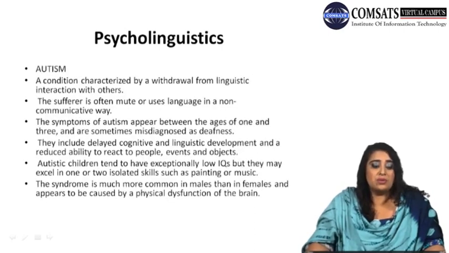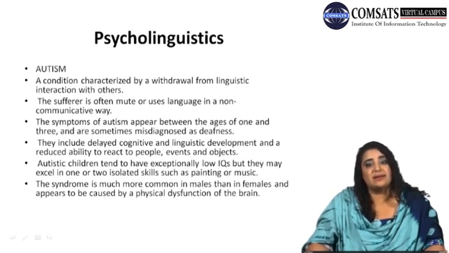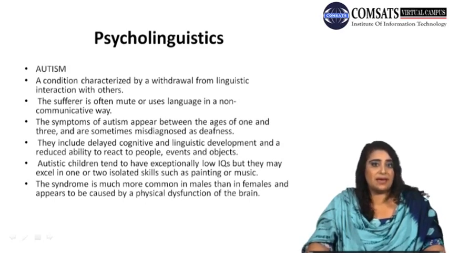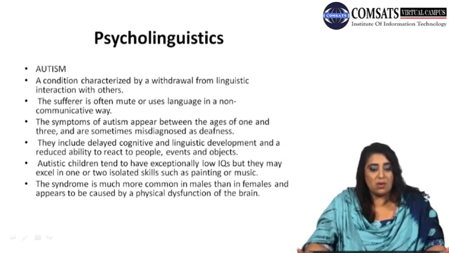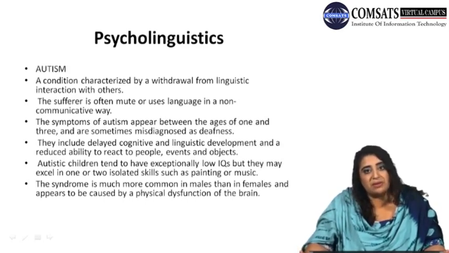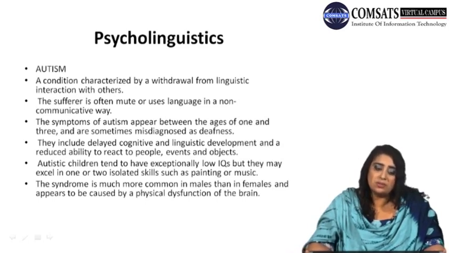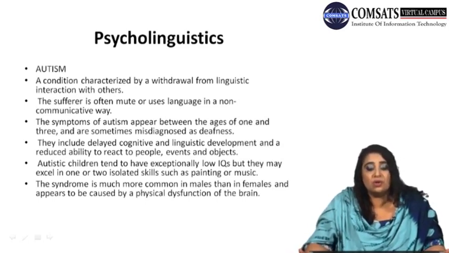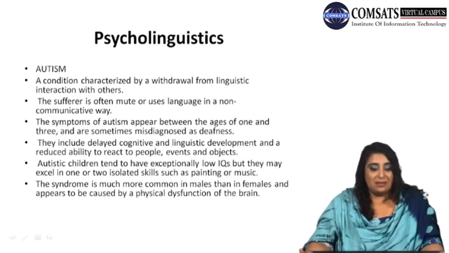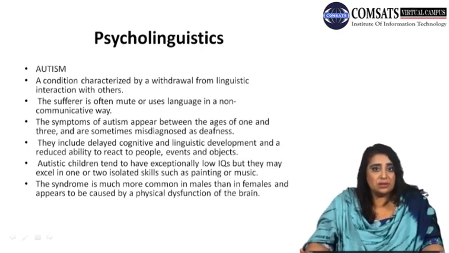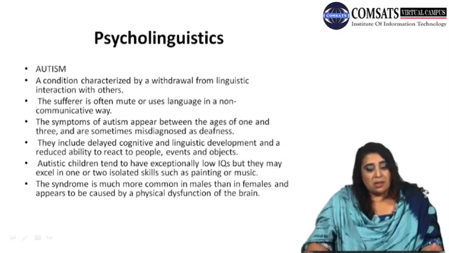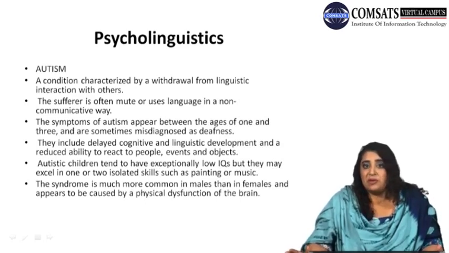So next we would move on to autism. Autism is a condition characterized by a withdrawal from linguistic interaction with others. When we stop having linguistic interaction with people, that condition is characterized by a withdrawal. So the sufferer is often mute or uses language in a non-communicative way. Either the person cannot speak, that's why there isn't any interaction with others, or maybe that person doesn't like to speak a lot.